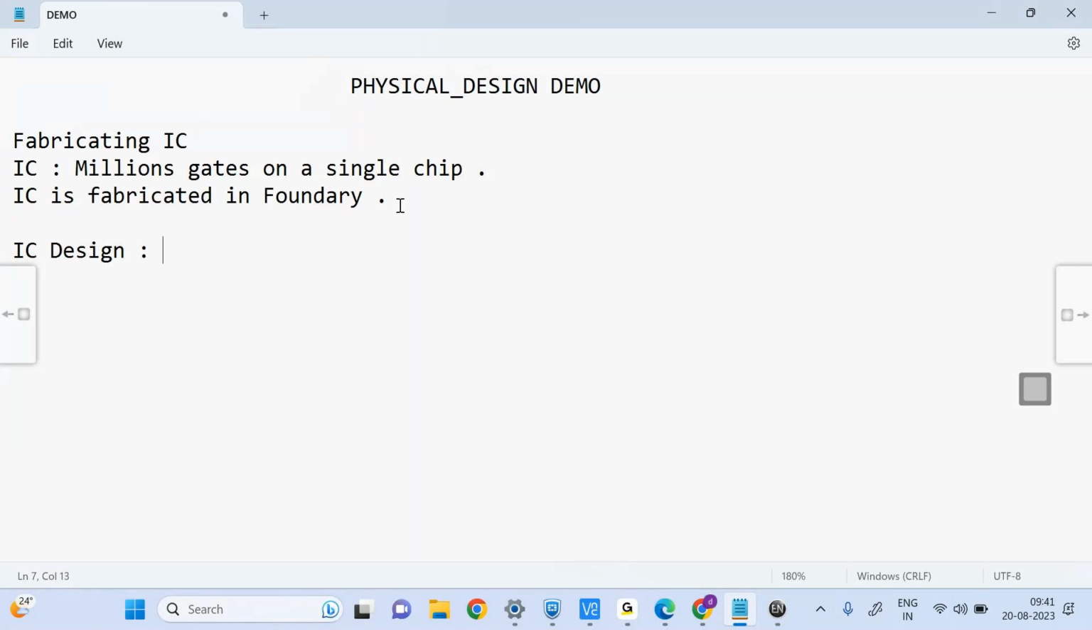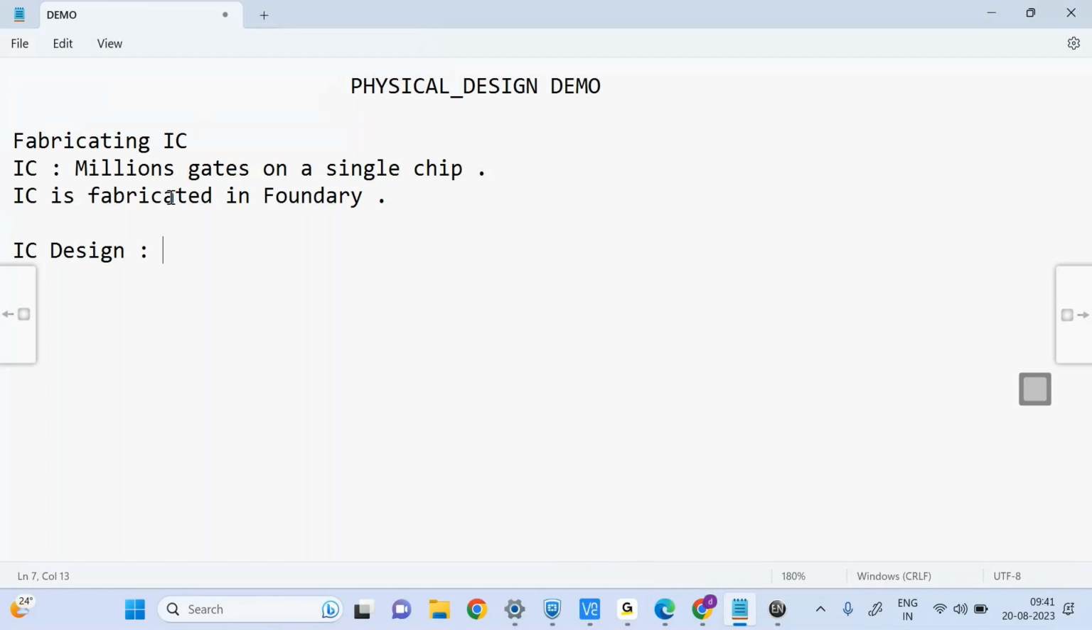See, for example, a company sends an IC for fabrication in a foundry. I told you the foundry is a very sophisticated place. It should be 100 times or 1,000 times neater and cleaner than the operation theater in hospitals. The water they use should be purely distilled water. So the investment to form a foundry is very huge. And if you want to get your IC fabricated, even the company should invest hugely in that.